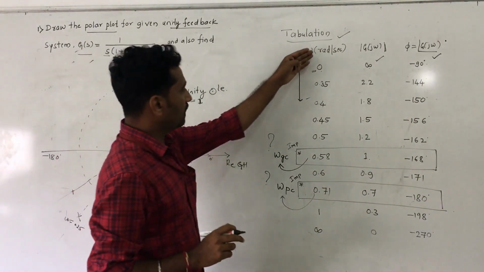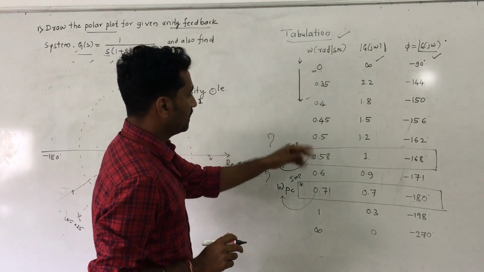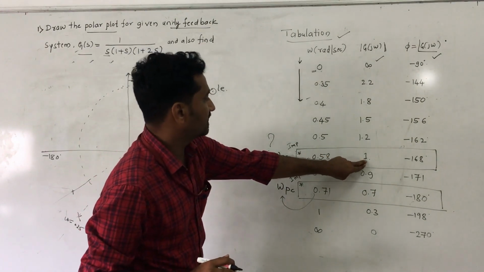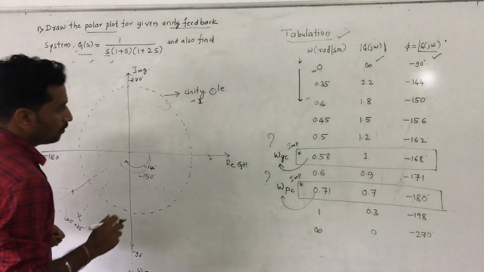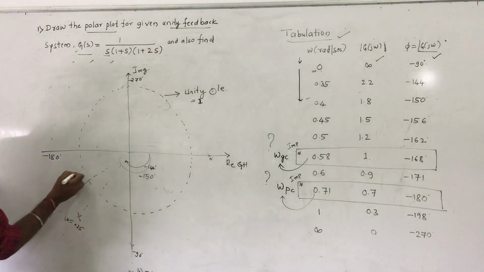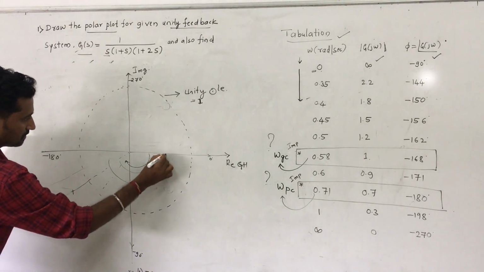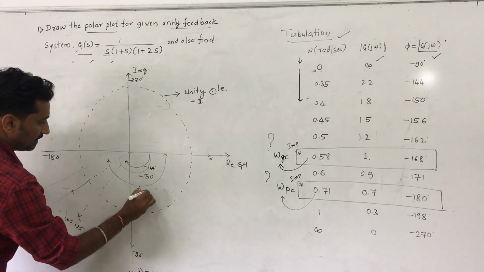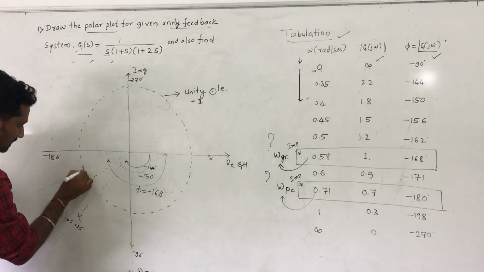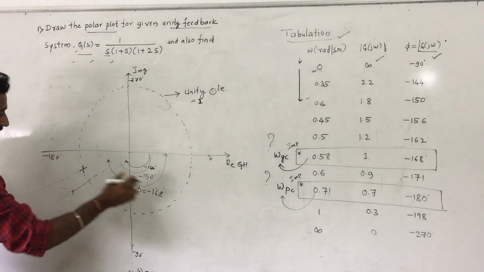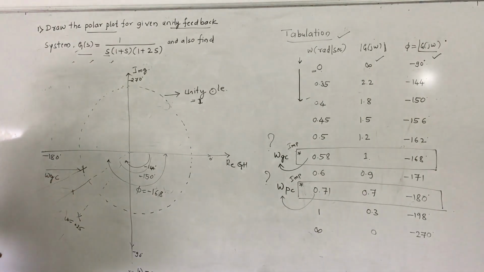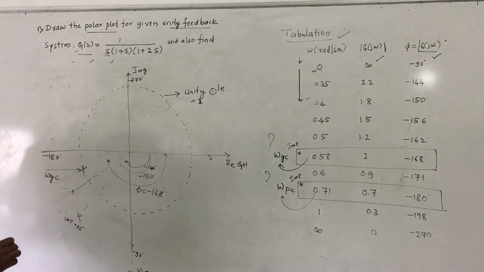Similarly, you go on increasing the value of omega. So I will plot this one. For omega equal to 0.58, it will cut the unit circle, which means the magnitude is 1. At what angle? Minus 168, somewhere here. So this is at an angle of minus 168 degrees, where it cuts the unity circle. This is the unity circle, and this is omega Gc, the gain crossover frequency.